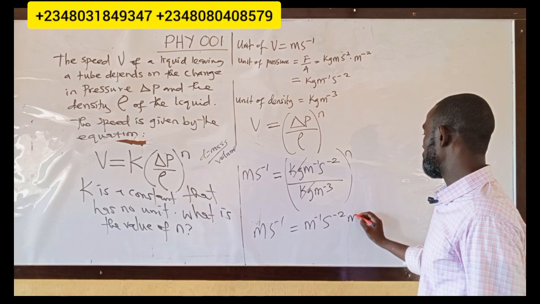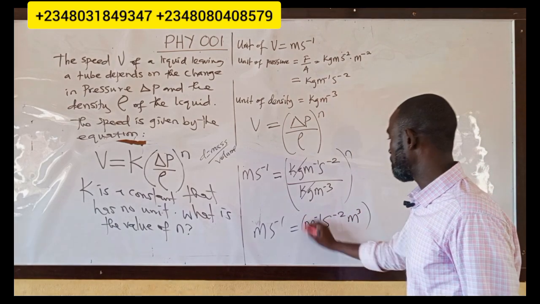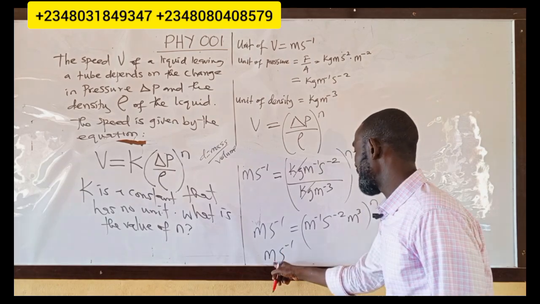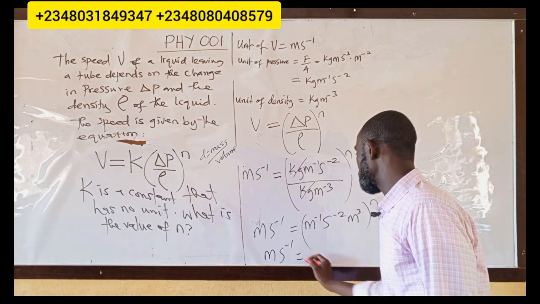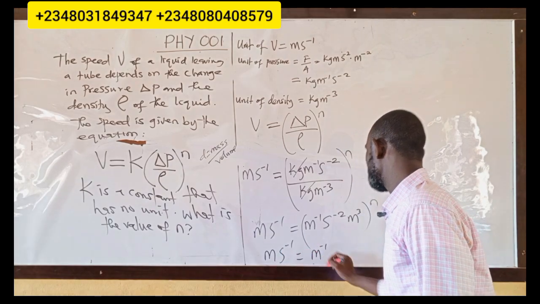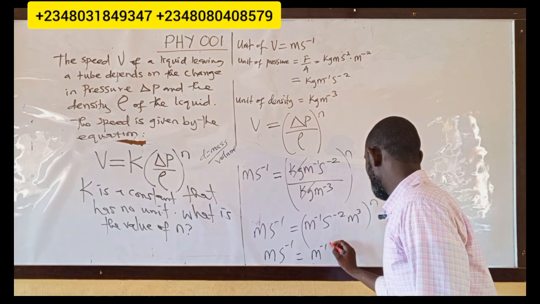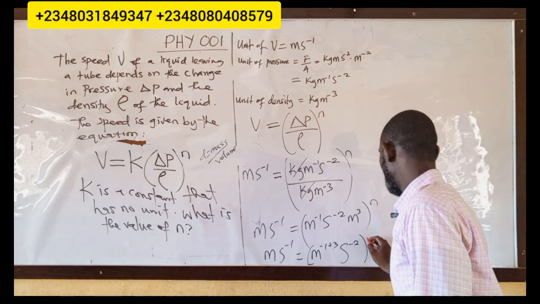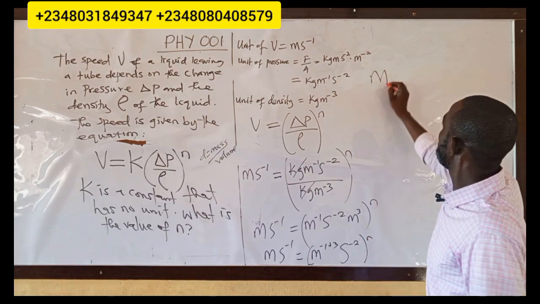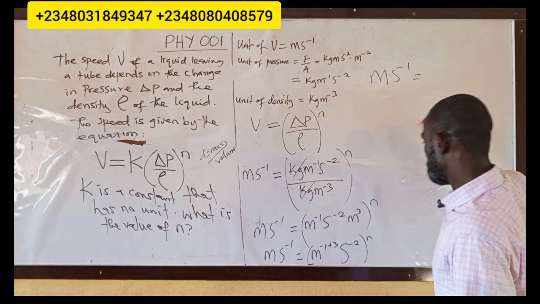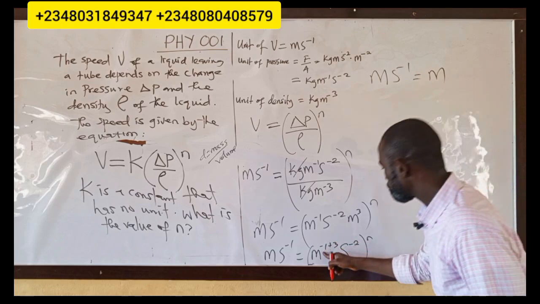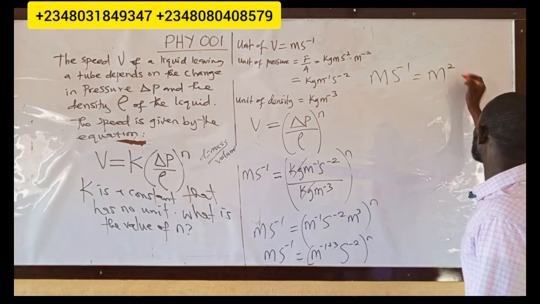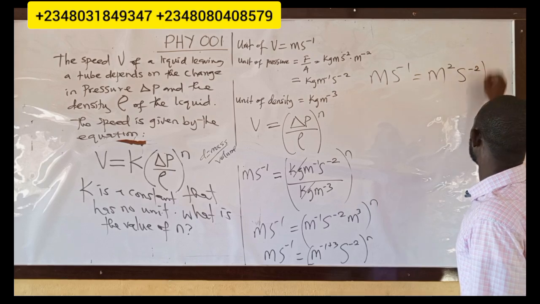So we have m to the power 3, and everything is to the power n. Meters to the minus 1 equals m to the minus 1 plus 3, which gives us 2. Then we have seconds to the minus 2.